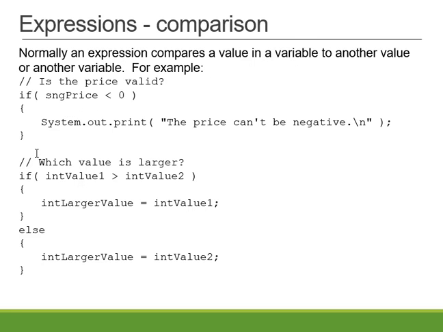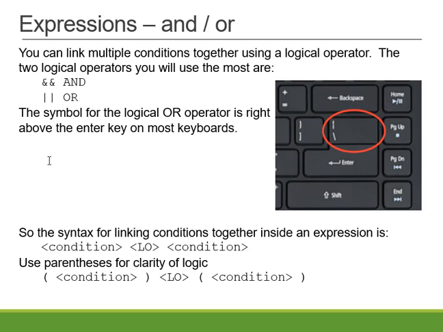Usually an expression compares a value in a variable to another value or another variable. See the example of the price validation? See the example of the larger value comparison. You can check for multiple conditions using the AND or the OR.